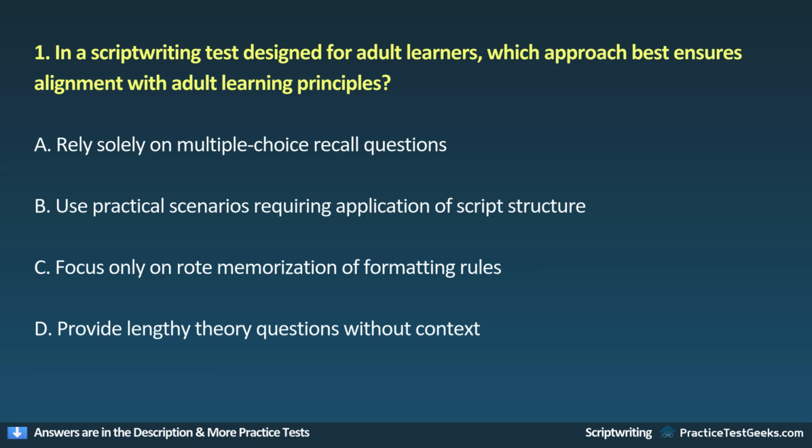1. In a script writing test designed for adult learners, which approach best ensures alignment with adult learning principles? A. Relies solely on multiple-choice recall questions. B. Use practical scenarios requiring application of script structure. C. Focus only on rote memorization of formatting rules. D. Provide lengthy theory questions without context.